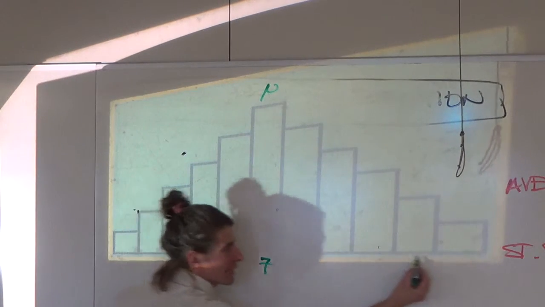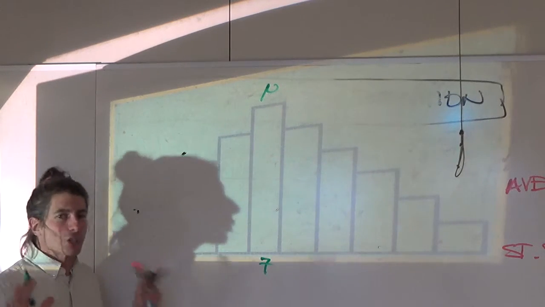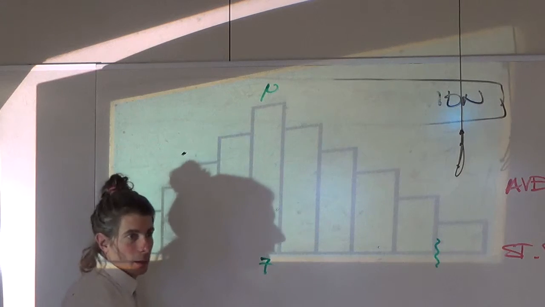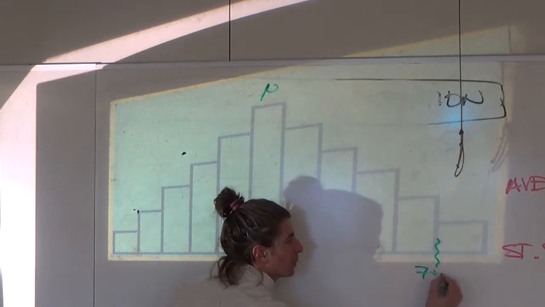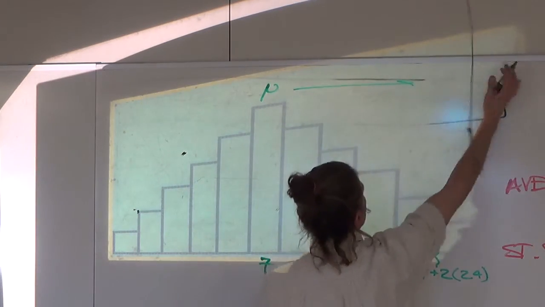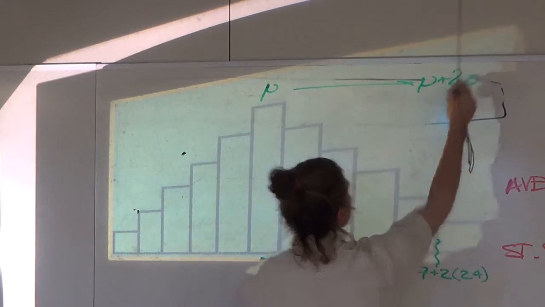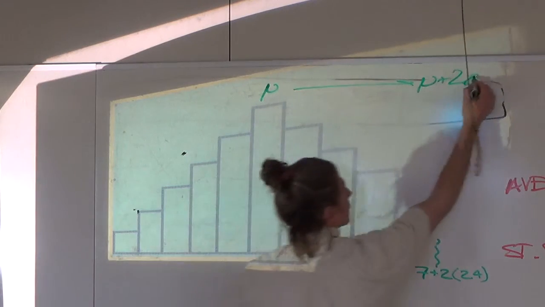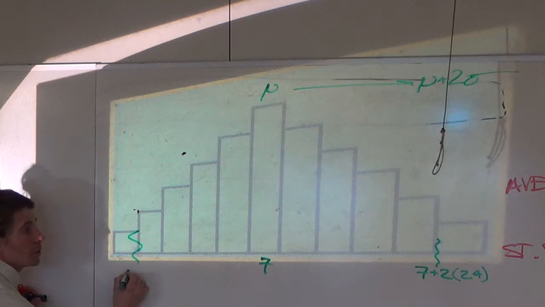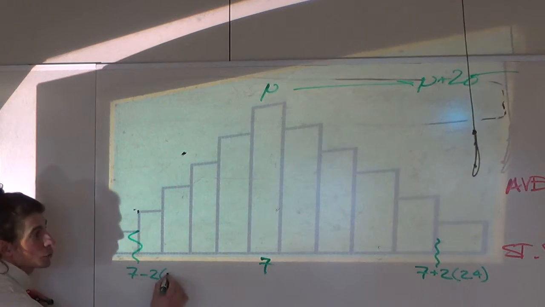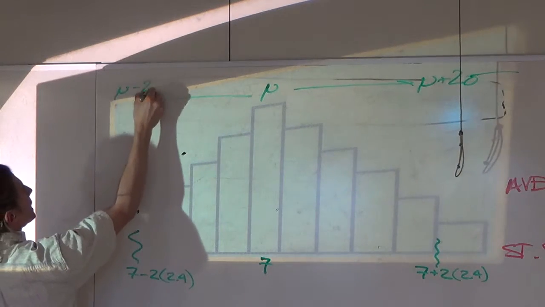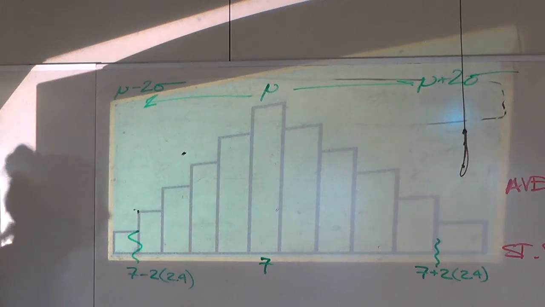Then 2 more of those essentially brings us out. It gets tricky because of where the scale is, but it essentially brings us out to right about here. So this would be 7 plus 2 times 2.4, which would be mu plus 2 sigma. Pretend that's a sigma. There. And then down here, mu minus 2 times 2.4 brings us down to mu minus 2 sigma.